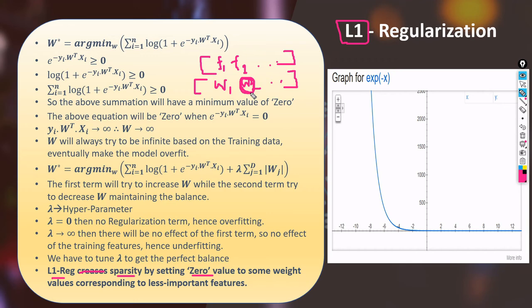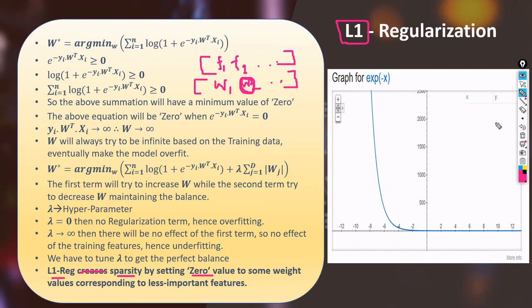Sparsity means, if I say a vector is sparse, that means if the vector has, say, a thousand dimensions, then most of the elements or dimensions are 0. Say 700 dimensions are 0, and the rest 300 have some values. So that is what we call sparsity. L1 regularization creates sparsity like that.